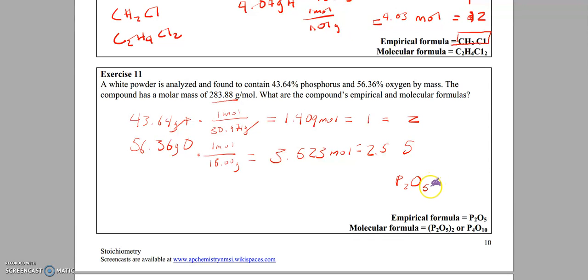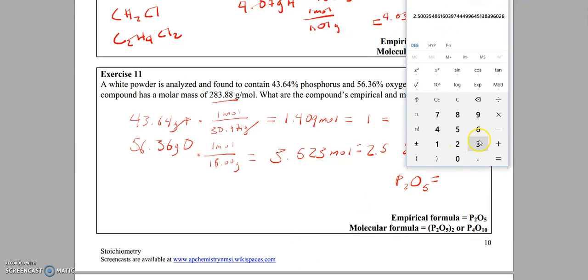Now if we want to figure out the molecular formula, we're going to take the empirical mass, right? And we're going to divide the molecular mass by that number. So we need to figure out the empirical mass, which would be 30.974 times 2 plus 16 times 5. So 30.974 times 2 equals this number, plus 16 times 5. That is 80, I believe.